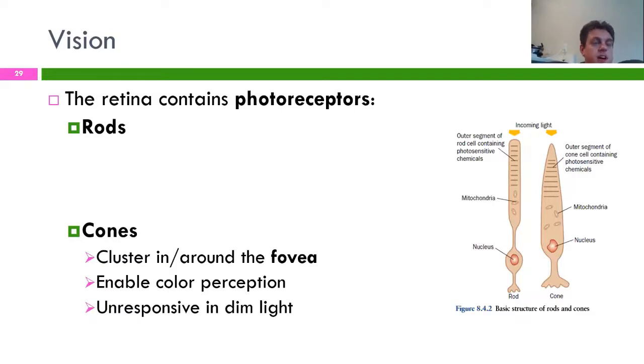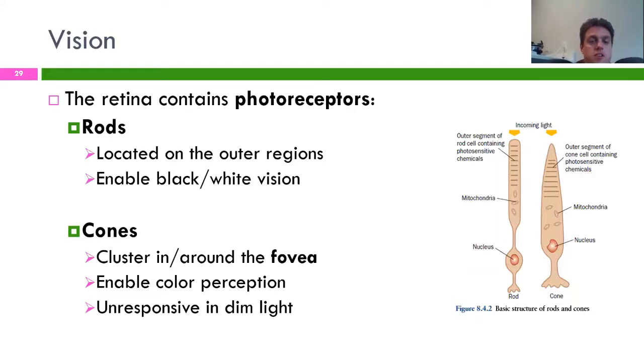However, the cones actually have disadvantages. The cones are going to be less responsive to dim light, okay? The rods, on the other hand, we already talked about their location, are only black and white, but they're important for peripheral vision, and they also tend to be more responsive to dim light, okay?